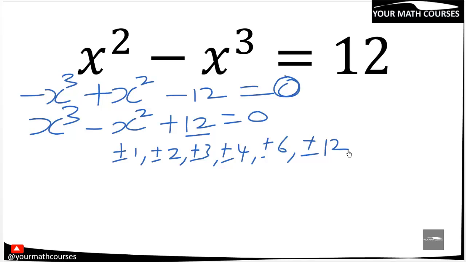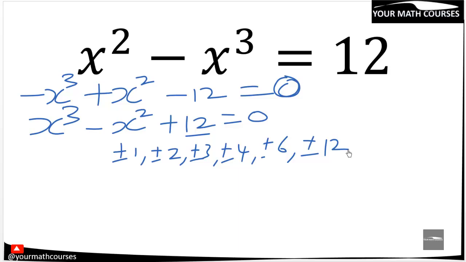So we can check. When we put 1 here, it gives us 1 minus 1. That is not going to give us negative 12. Then when you put negative 1, it will also not work. When you put 2, 2 cubed will give us 8. 8 minus 4 will not give us negative 12. We need negative 12 to make it 0.